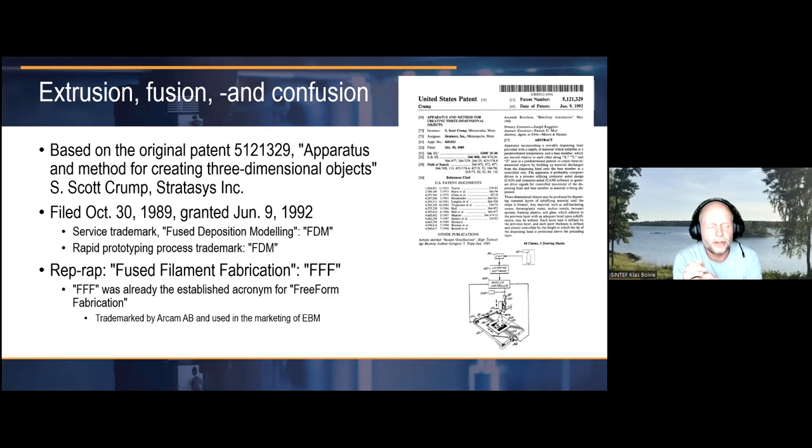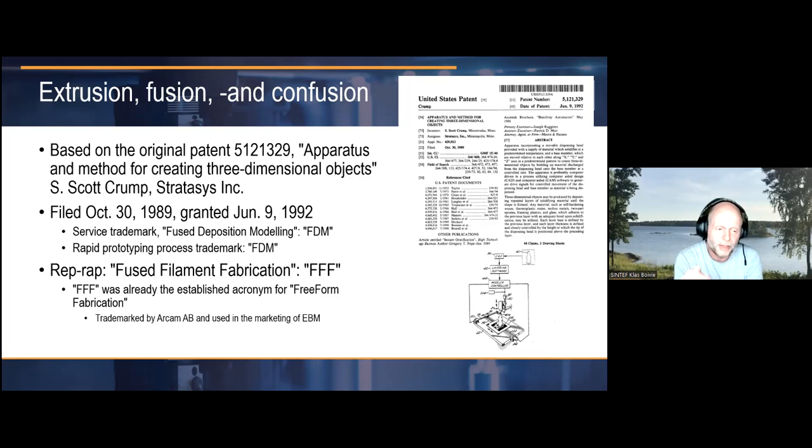And they developed the so-called RepRap machine. But since they could not use the name FDM for the process, because it was trademarked and owned by Stratasys, they needed to figure out a new name. So they decided on fused filament fabrication, FFF.